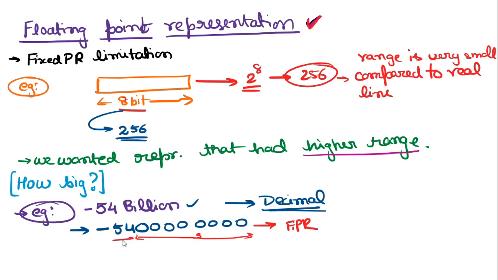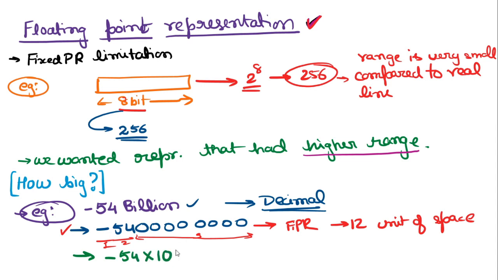9 zeros here, 2 here, and 1 here. So we are using 12 units of space in order to represent this number in this way, right? There is another way that we can represent minus 54 billion. How? We can just say minus 54 into 10 to the power 9, right?